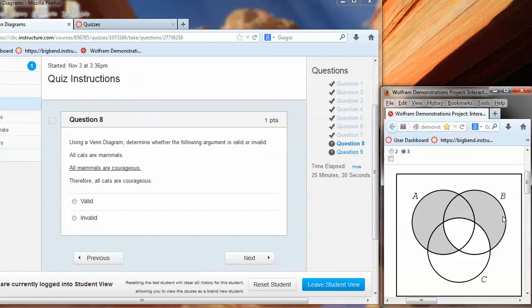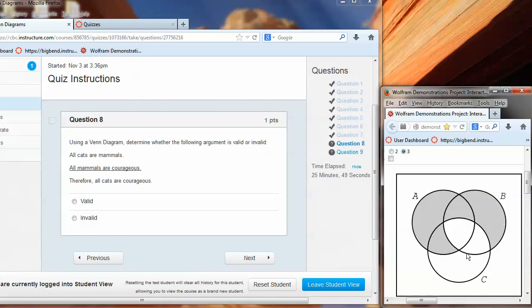Okay, so that's what the premises tell us, that these four regions are shaded in. Now the conclusion says that all cats are courageous, so everything in the A circle is also in the C circle. So what we want to do is look at our diagram now that we've filled in the premises and see if that has to be true.